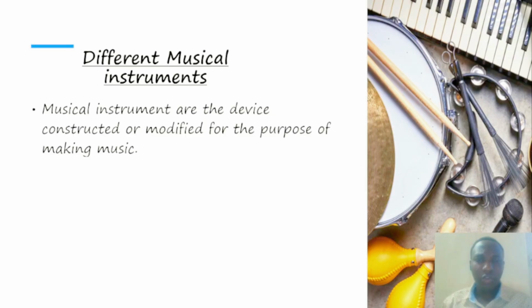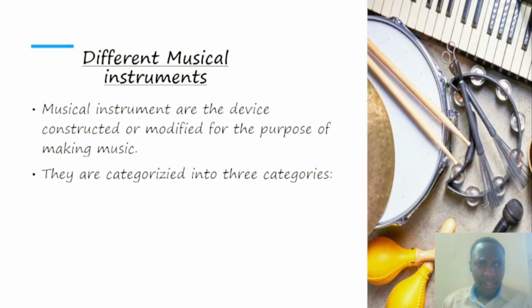A musical instrument is just a device that is constructed or modified for the purpose of making music. So that kind of device that is specially constructed, or specially modified for the purpose of making music, is what we call a musical instrument.